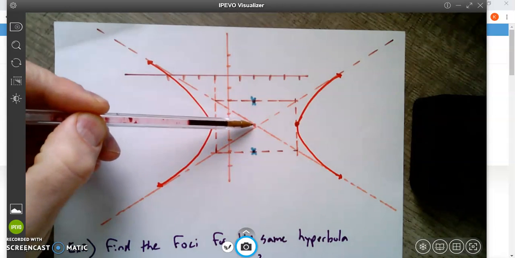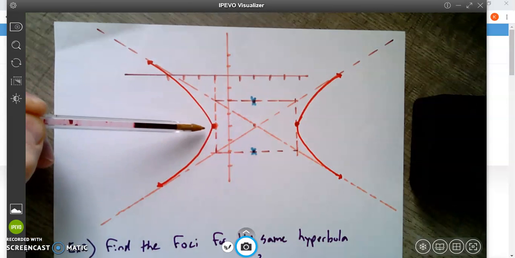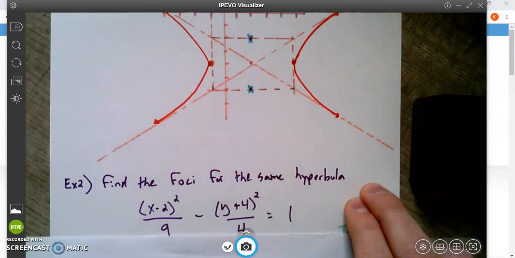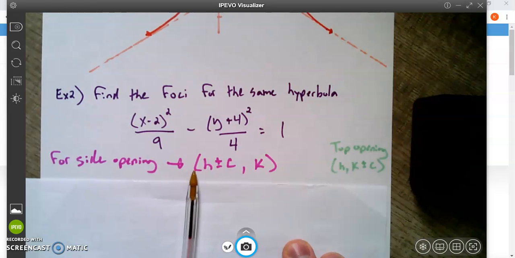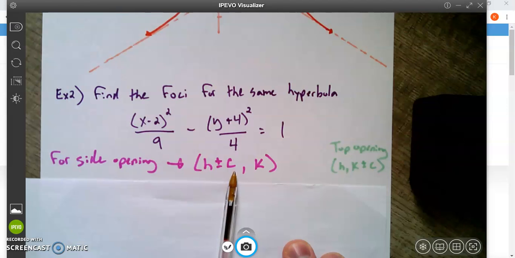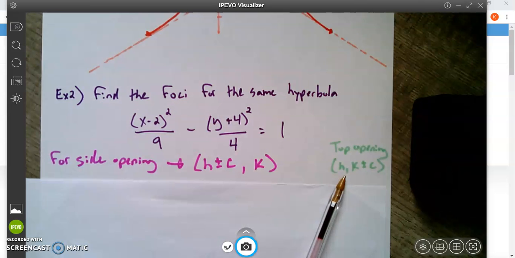Notice I'm going to start from my center, and I'm going to change the x-coordinate to get to one, and change the x-coordinate the other way to get to the other. So the y-coordinate stays the same, k. H is the one that's changing. For any side-opening hyperbola, we can think of it this way: I'm going to start from the center, and then I'm going to go left and right c units. Remember we had our a, b, and c. The y-coordinate of the center is not changing. So we're changing the x-coordinate, and the y-coordinate stays the same. If it was a top opening hyperbola, the x-coordinate's not changing, the y-coordinate is changing.